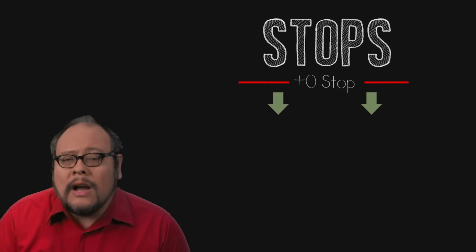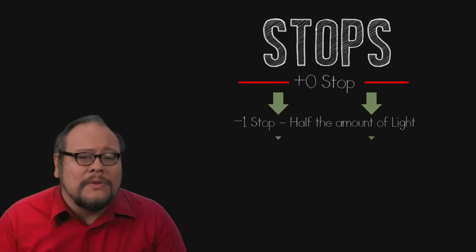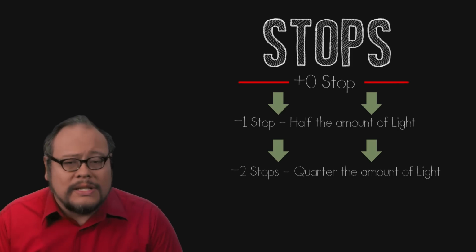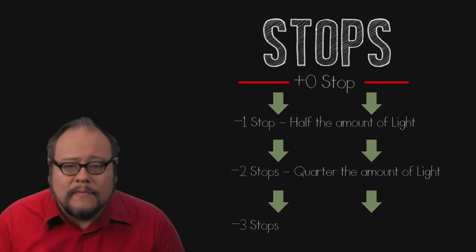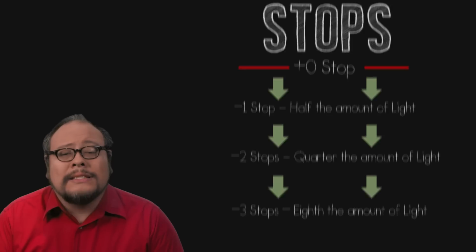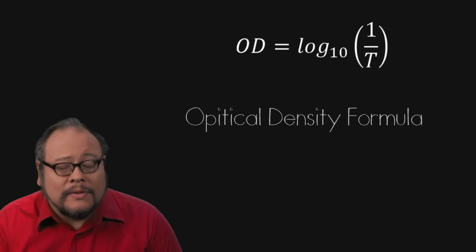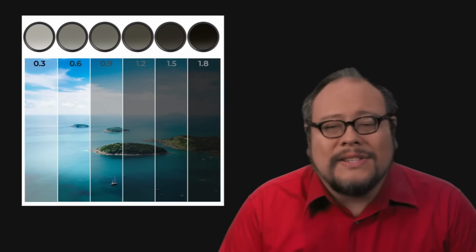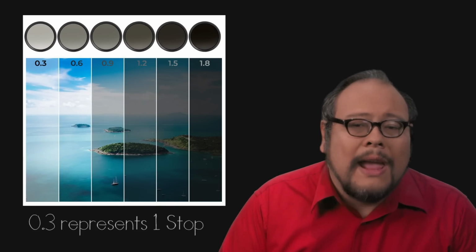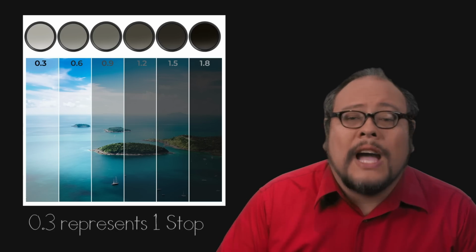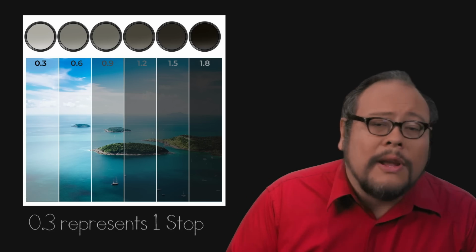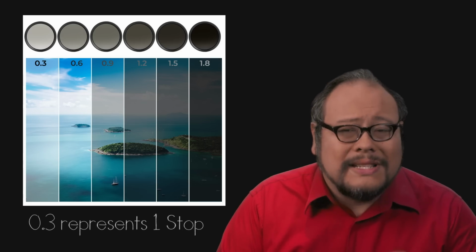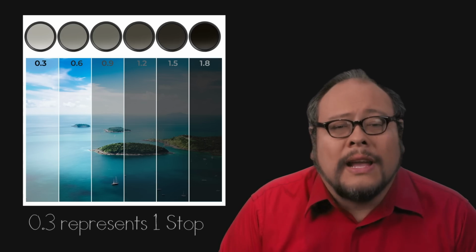One stop of light loss means that only half of the original light will make it through. 2 stops means only a quarter, and 3 stops mean 1/8 of the light. Sometimes this is written as a number using the optical density equation, which I won't get into here. Basically, 0.3 is 1 stop, and each 0.3 is 1 stop more. If you see a 1.2 ND filter, that means it's cutting light by 4 stops. That's 1/16 of the original light.